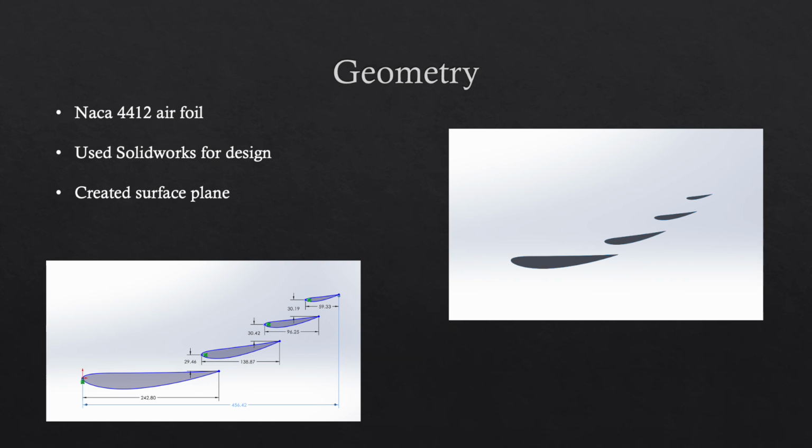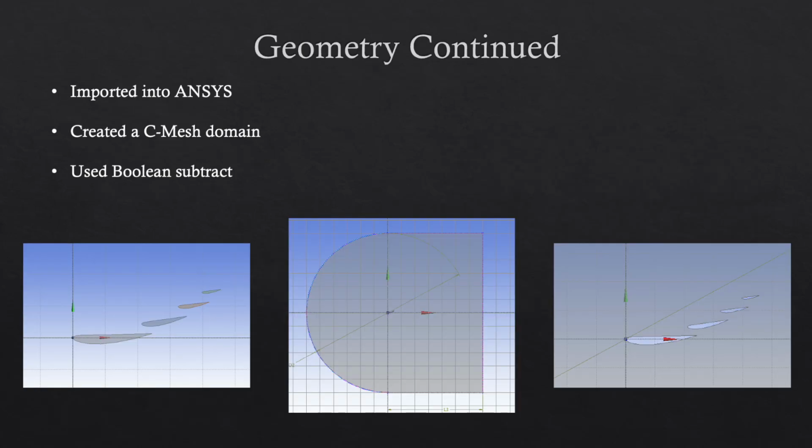Once the design was finalized, I imported the geometry into ANSYS. Within ANSYS, I set up a flow domain around the wing using a C mesh structure, and then used the Boolean subtract feature to integrate the wing design into the C mesh structure. This domain represents the space where air interacts with the wing, providing the foundation for accurate simulations. By carefully defining geometry, I ensured the simulations would replicate real aerodynamic behaviors.